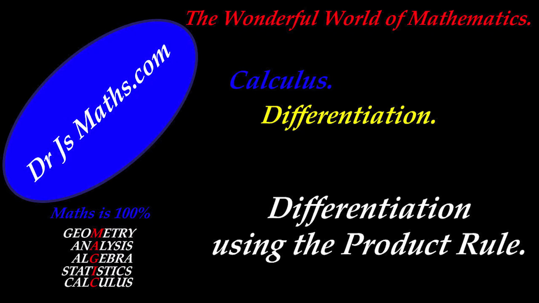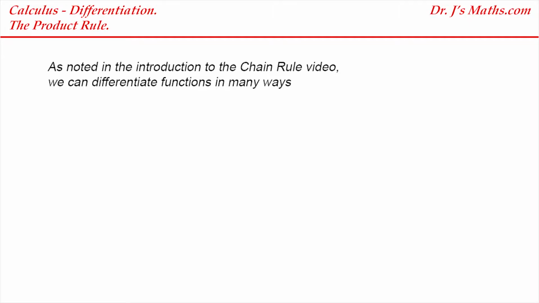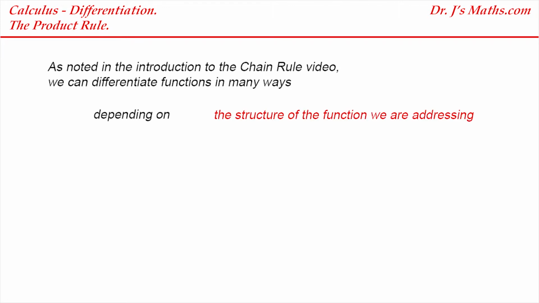In this video, we develop the technique of forming a gradient function using 6 short steps to differentiate a function which has been formed when two other functions are multiplied together, and we can't undo that multiplication easily to separate them. As noted in the introduction to the chain rule video, we can differentiate functions in many ways, depending on the structure of the function we are addressing and the nature of the components in it.